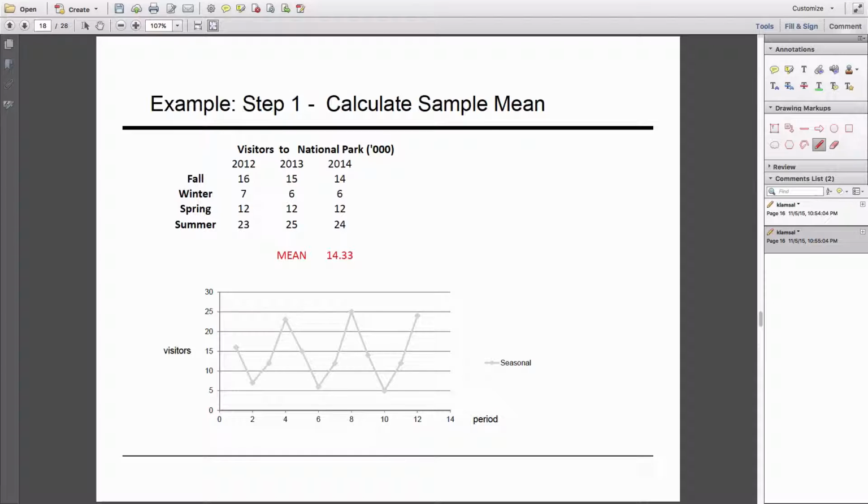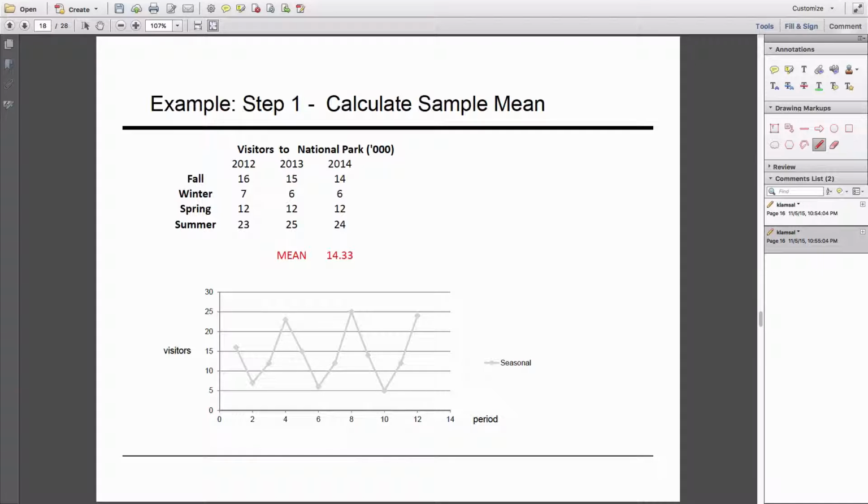All right. To understand these 4 steps better, let's walk through our example and look at the first step for forecasting. So I have the same data, right? 3 years, and again, we'll do this with more data in Excel, but it's easier to show an example with less data. Okay, let's calculate the sample mean. I calculate the sample mean by taking all the data points and finding their average, and the mean comes out to be 14.33. So this is the average of 16, 7, 12, 23, 15, 6, 12, 25, and so forth. 14.33 is my average. That's my first step.